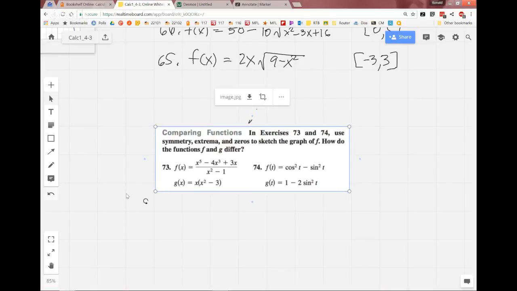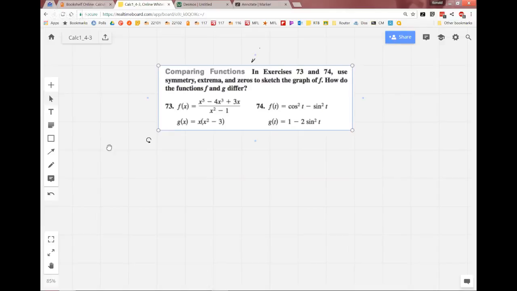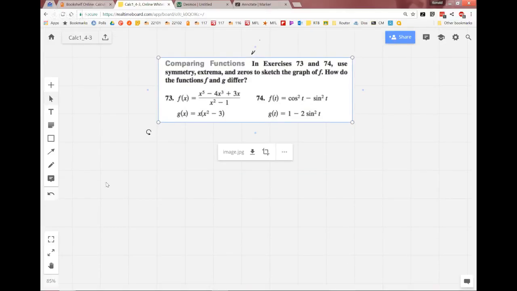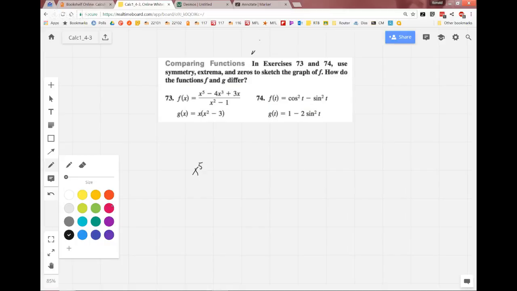So let's take a look at 73. In exercises 73 and 74, use symmetry, extrema, and zeros to sketch the graph of this function. How do the functions f and g differ? All right. So let's take number 73 and play around with this. We've got x to the 5th minus 4x cubed plus 3x, and we'll leave g alone for just a minute. And then that is over x squared minus 1.